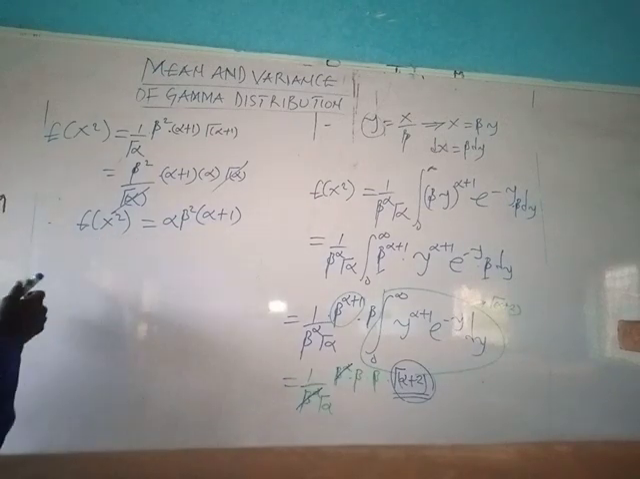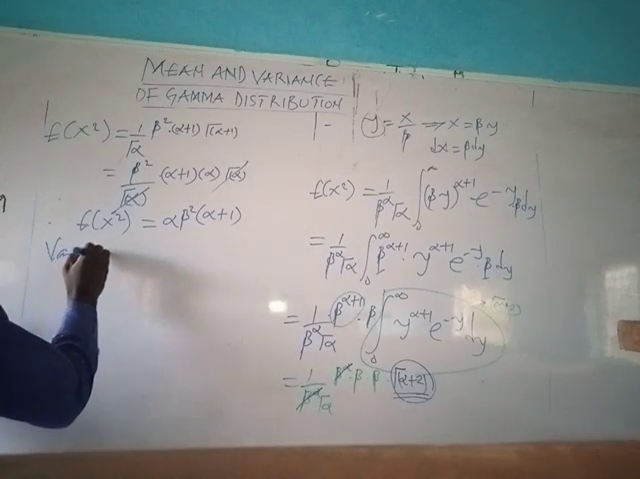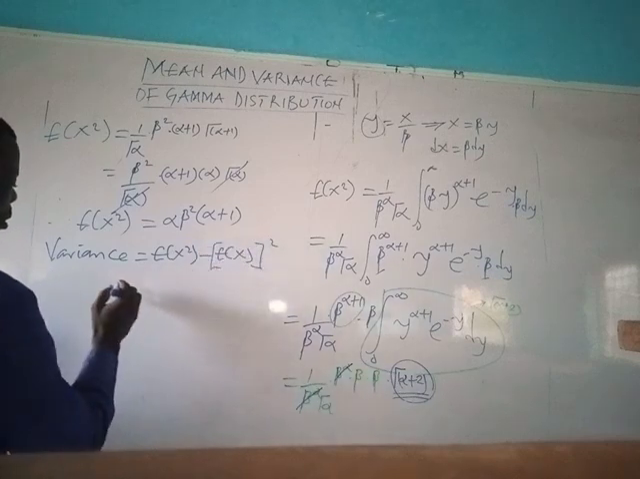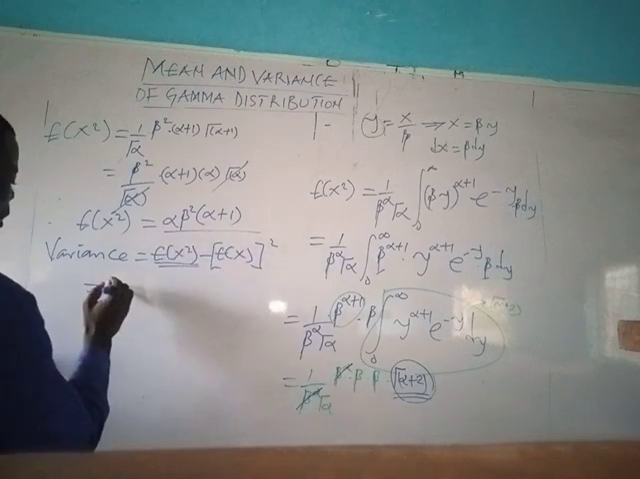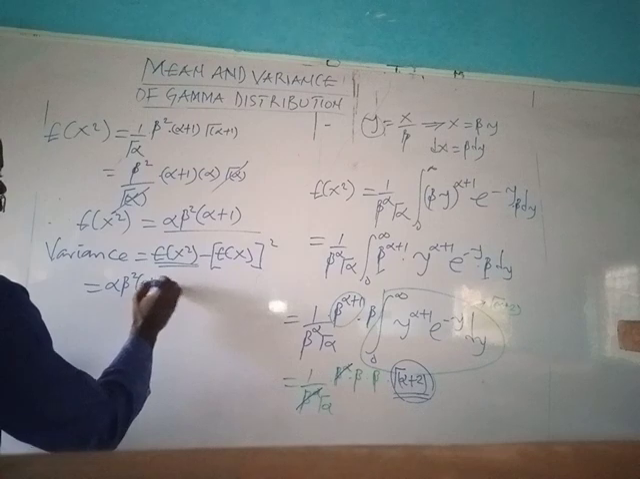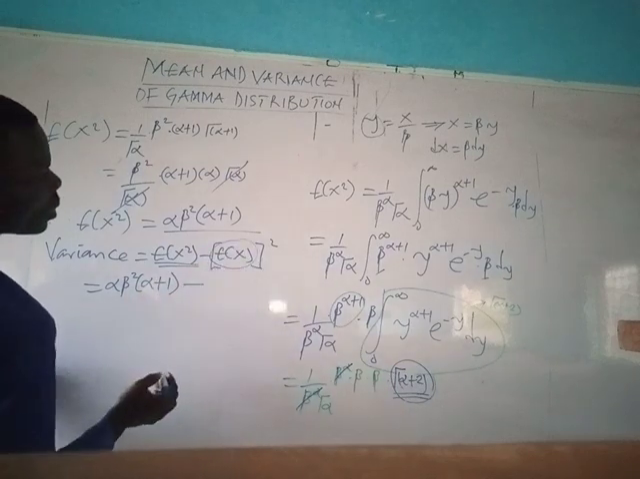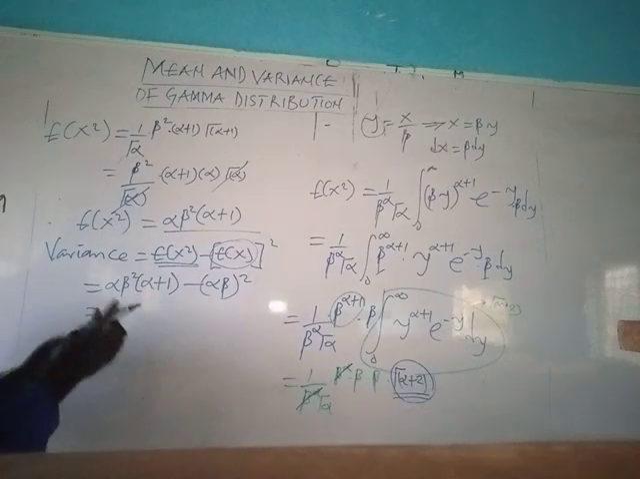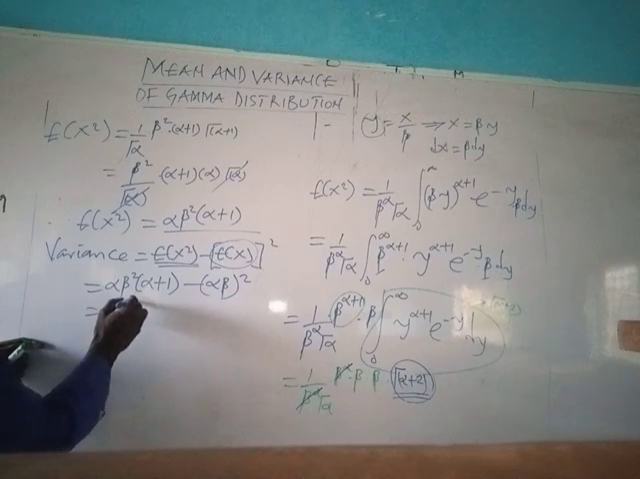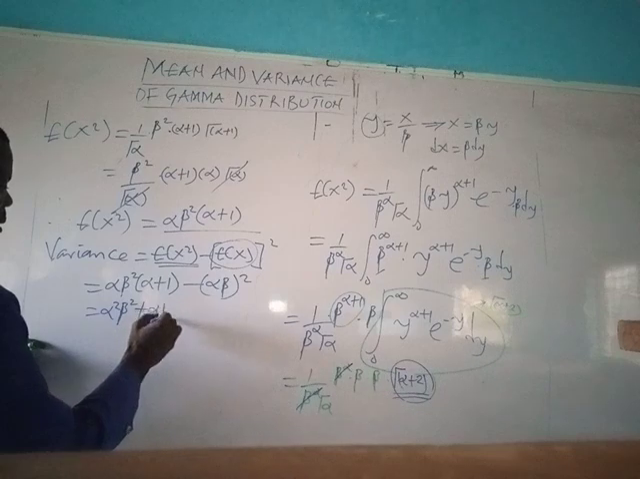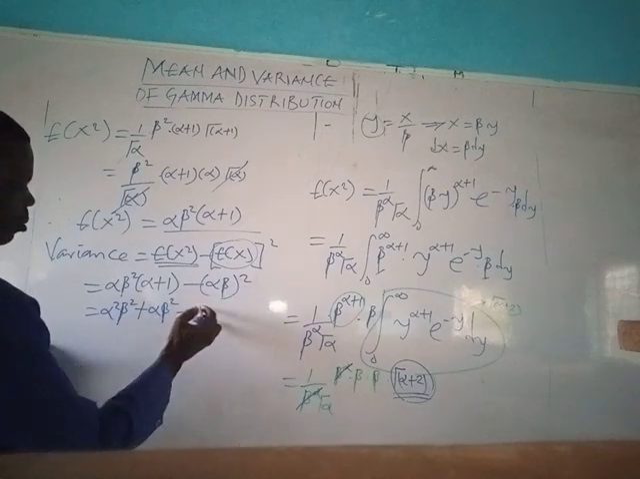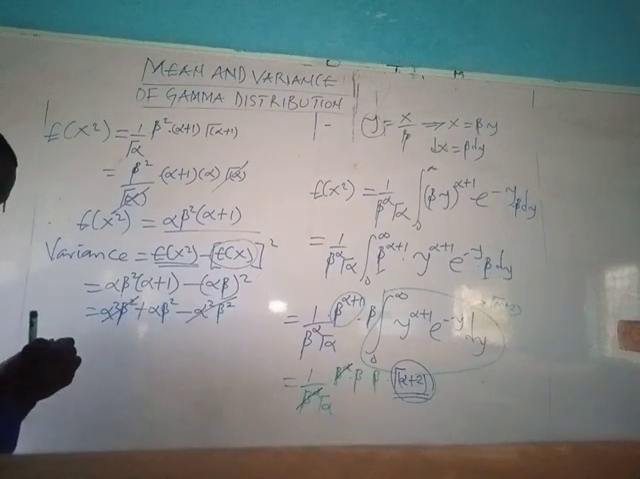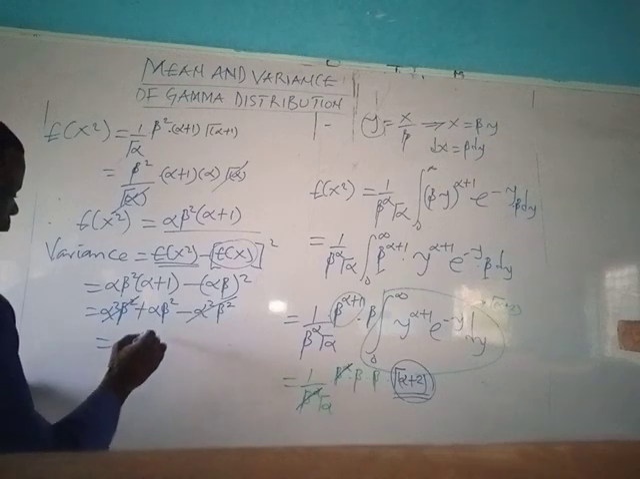Now we can easily substitute this into the variance. The variance is the expected value of x squared minus the expected value of x all squared. So the answer for this is alpha beta square into alpha plus 1 minus, what we've estimated, alpha beta, all squared. So we can open this bracket as well. This time this will give us alpha square beta square, plus alpha beta square, minus alpha square beta square. So this will take care of this. Our final answer will now be alpha beta square.